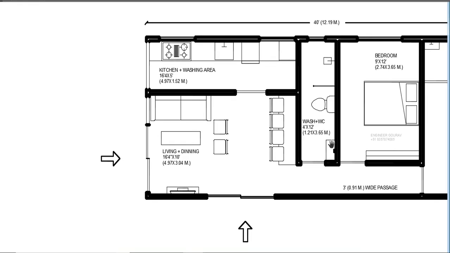Here you can see the wash basin, water closet and the shower area, and we have a ventilator for ventilation of this washroom. And on the right side we have a 3 feet wide passage here, and on the left side we have bedroom number 1.